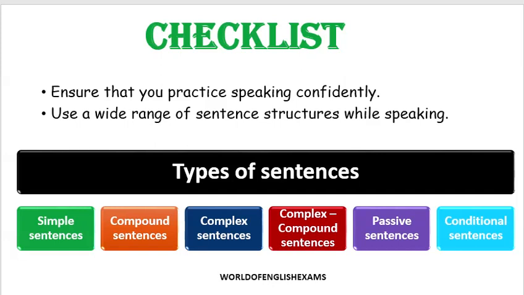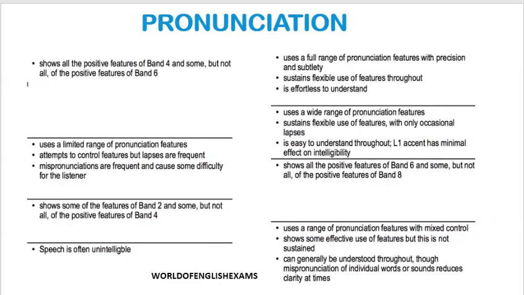Having known that, let's move on now to the last factor, which is pronunciation. So this is more or less taken for granted by most of the students. However, there are just 2 or 3 points that you have to know. This is a very simple factor, I must say. If you look at band 2, speech is often unintelligible. That means I'm not able to understand what the candidate wants to convey.